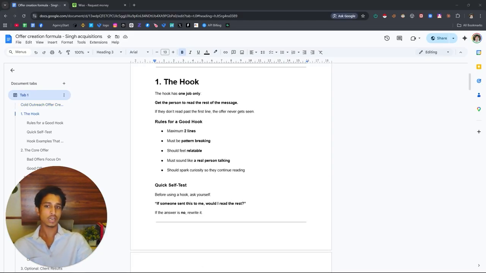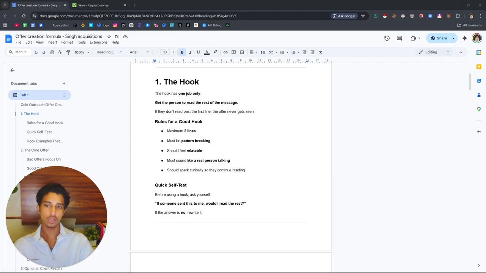For the hook, I want you to think of it as only one simple thing. Whenever you write your hook, read that hook and say, if someone sent this to me, would I read the rest of the email? If the answer is even in doubt, you have to write it again. You have to write until the answer is yes.